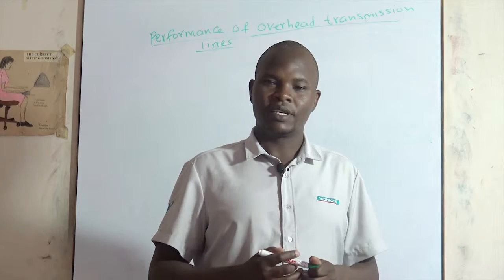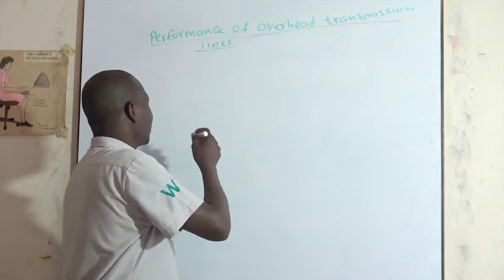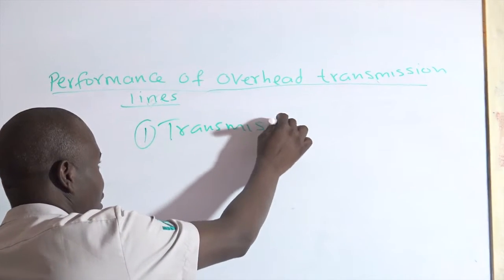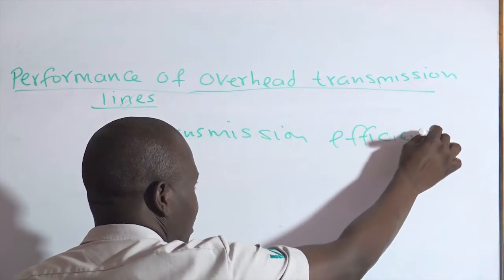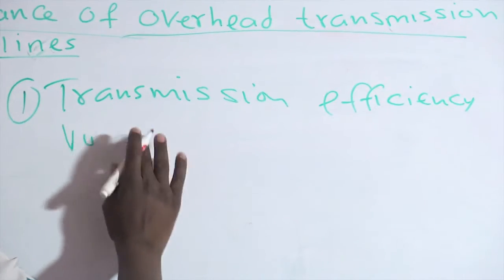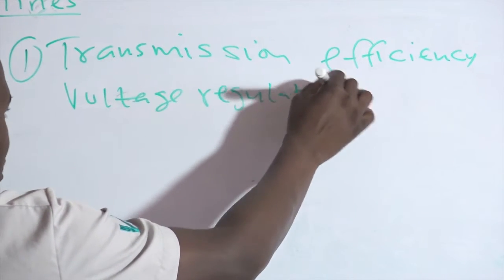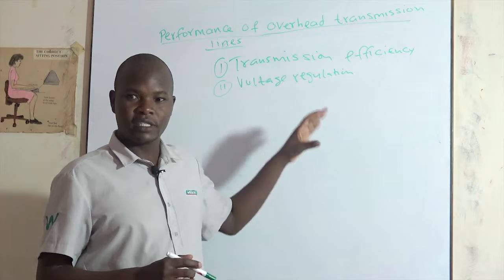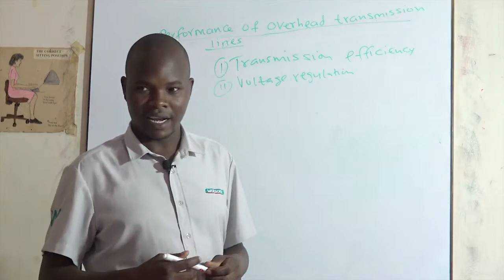Due to transmission, we have two factors which are of more importance. One is transmission efficiency and the other is voltage regulation. These are the two factors which one must consider when evaluating the performance of an overhead line.